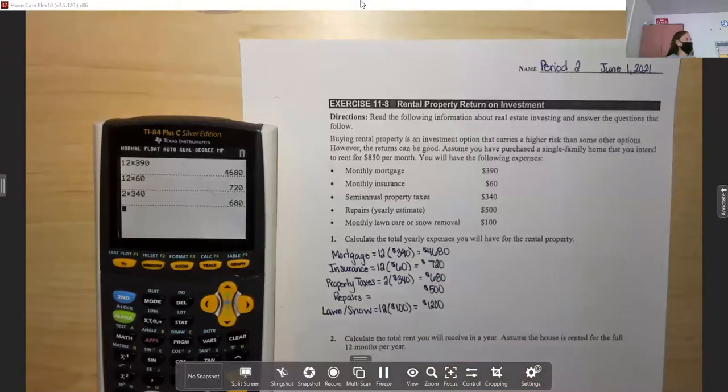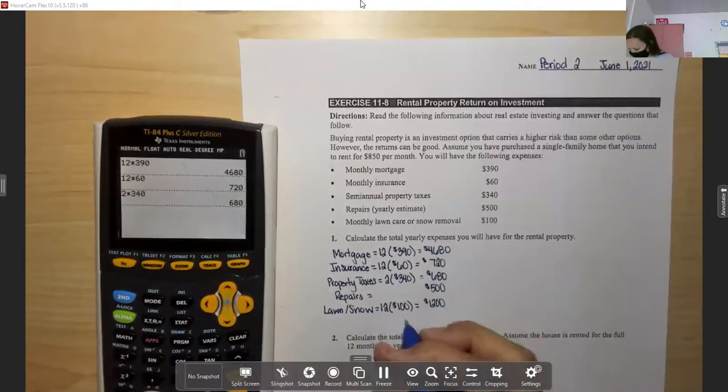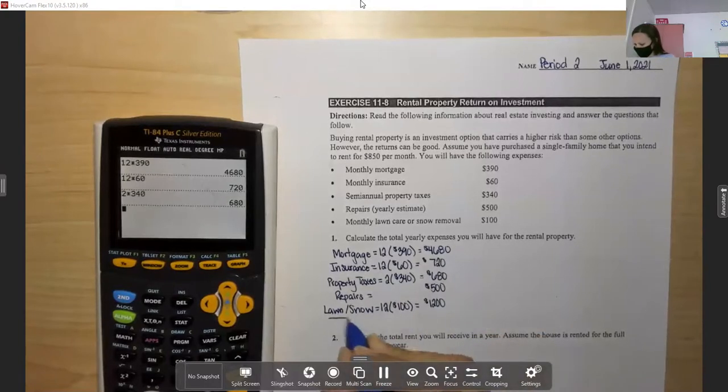So some things are monthly expenses. Property taxes, when they're semi-annual, are going to be twice a year. And then the repairs are estimating at $500. They may be more, they may be less. We never know. But you should have something in your budget for them.